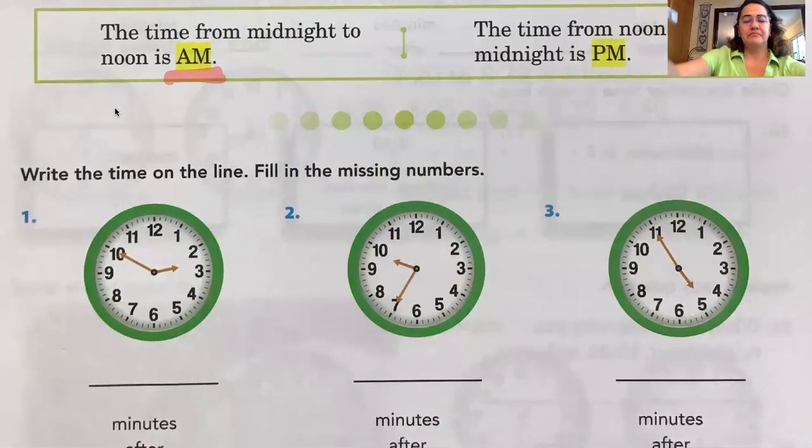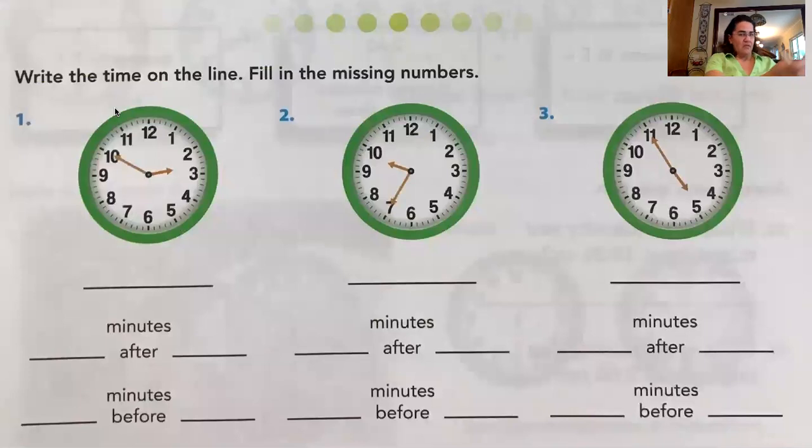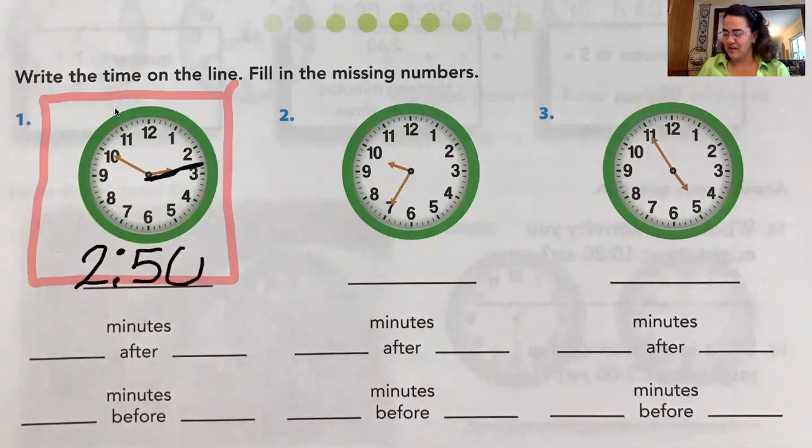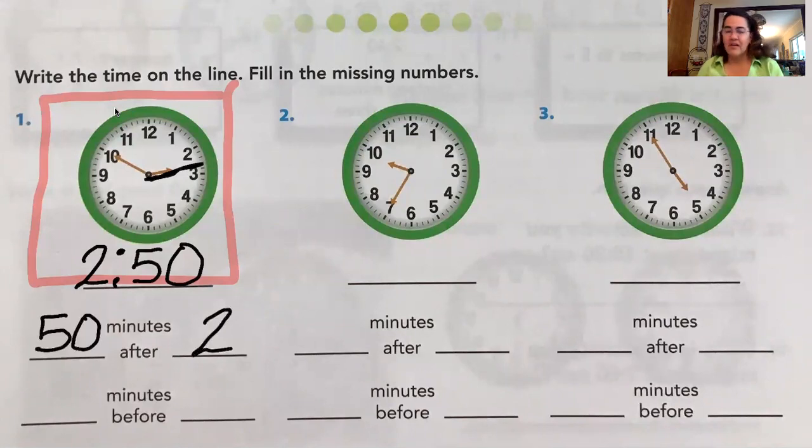Boys and girls, looking at your first clock, what do you have there? Sierra, what time is this clock showing me? Well, you're right. The hour hand's not quite to the 3 yet. So we're in the 2 o'clock hour. So 2, and what is our minute hand? 50, 2:50. So how else can we say that time? Sonia. 50 minutes after 2.